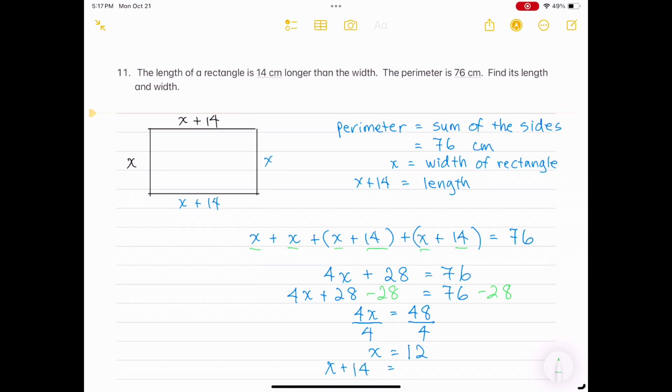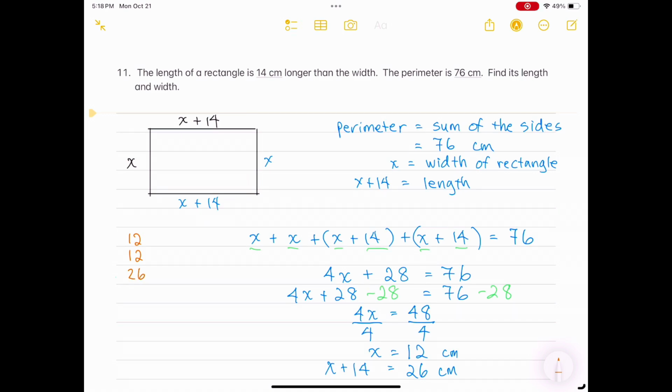48 divided by 4 equals 12, which is the width of the rectangle, and x plus 14 equals 26, which is the length. So I have x equals 12 centimeters, the width of the rectangle, and x plus 14 equals 26 centimeters, the length. Always write the units of your solution.